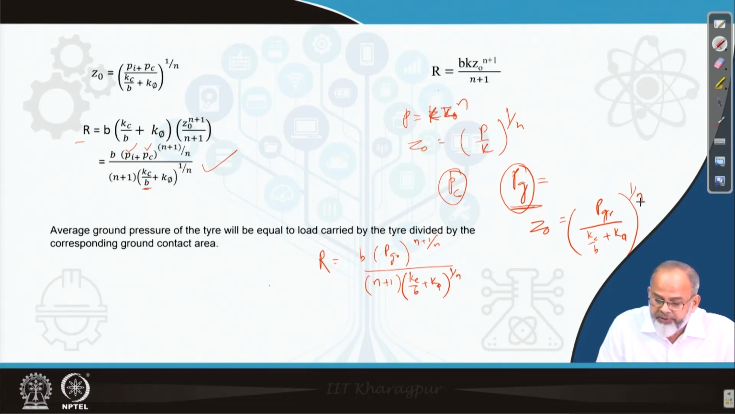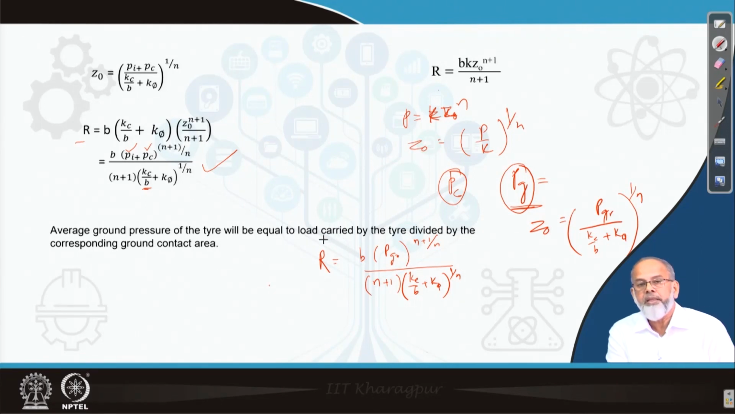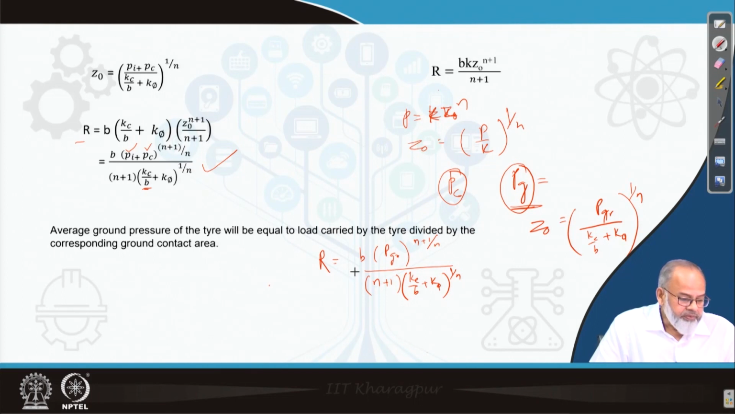Now, how to find out average ground pressure? On a flat portion, the average ground pressure of the tire will be equal to the load carried by the tire divided by the corresponding ground contact area. If you know the ground contact area, or if you can find out the ground contact area, knowing the load, you can find out what will be the ground pressure. Load divided by area, that will give you the ground pressure, and then utilizing this equation, we can find out the rolling resistance.